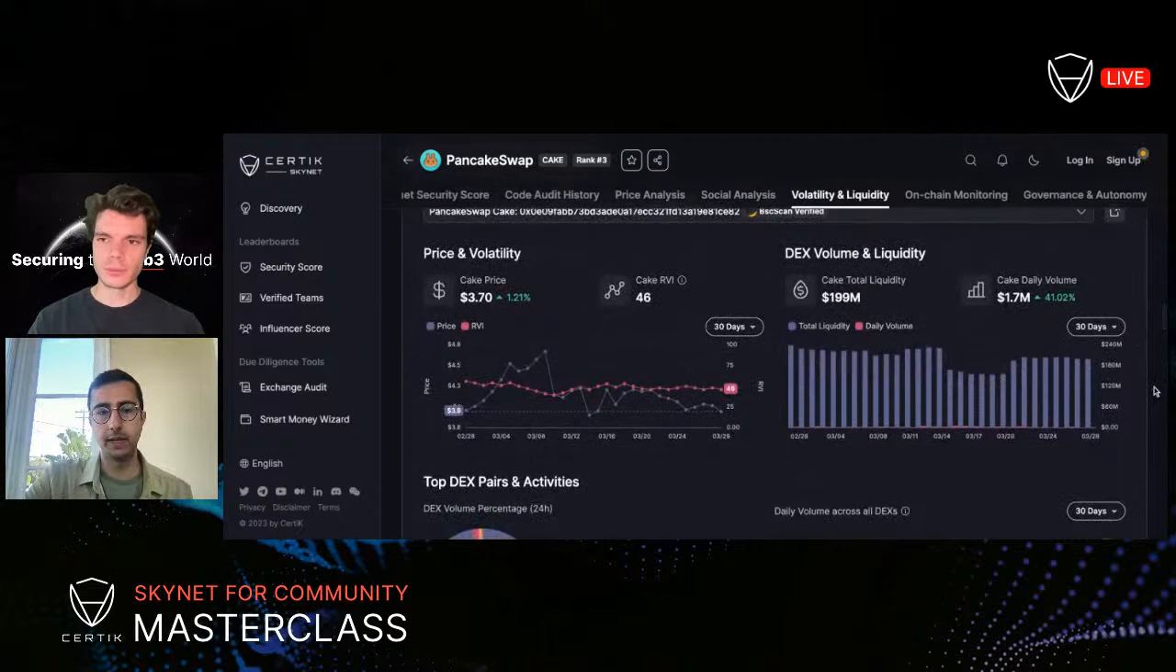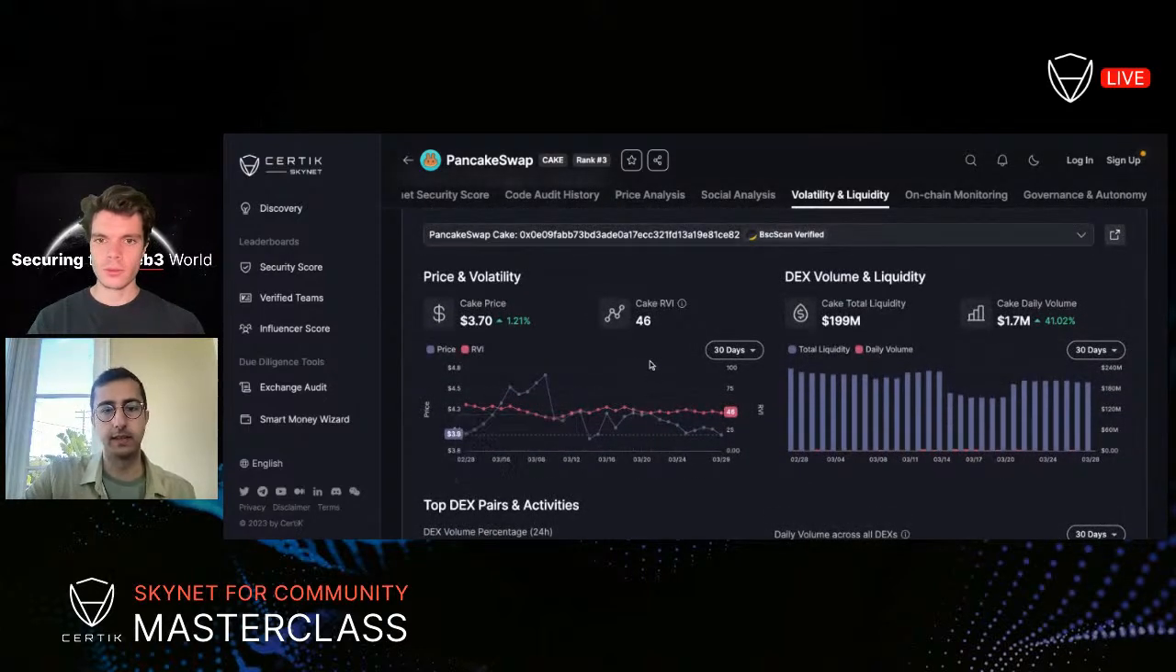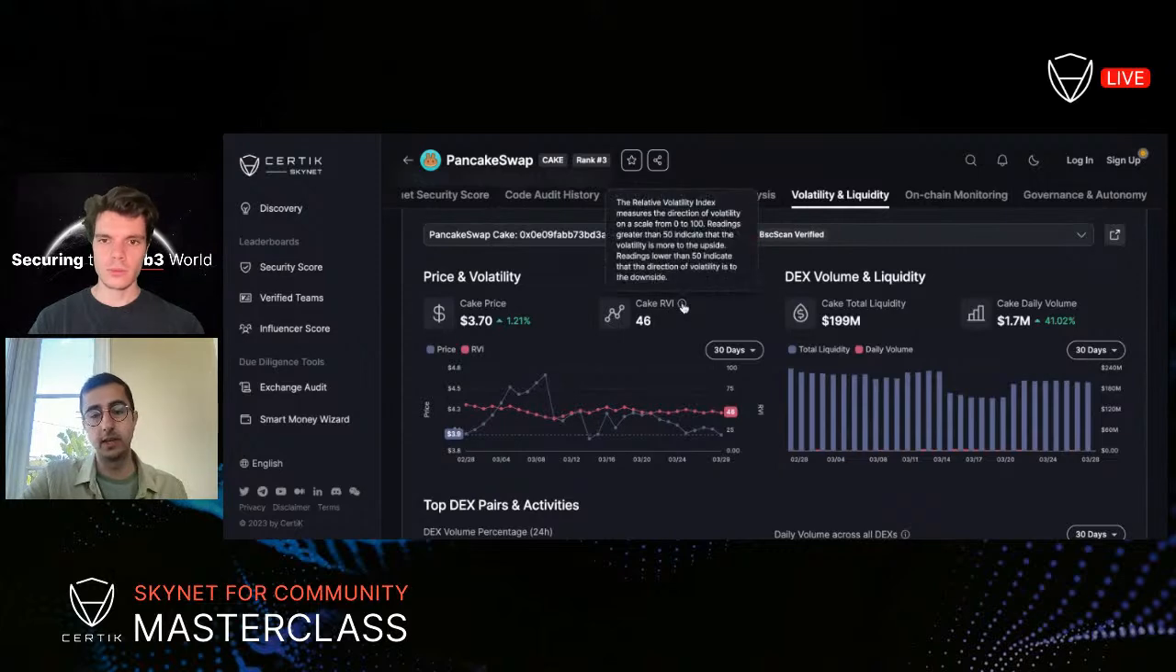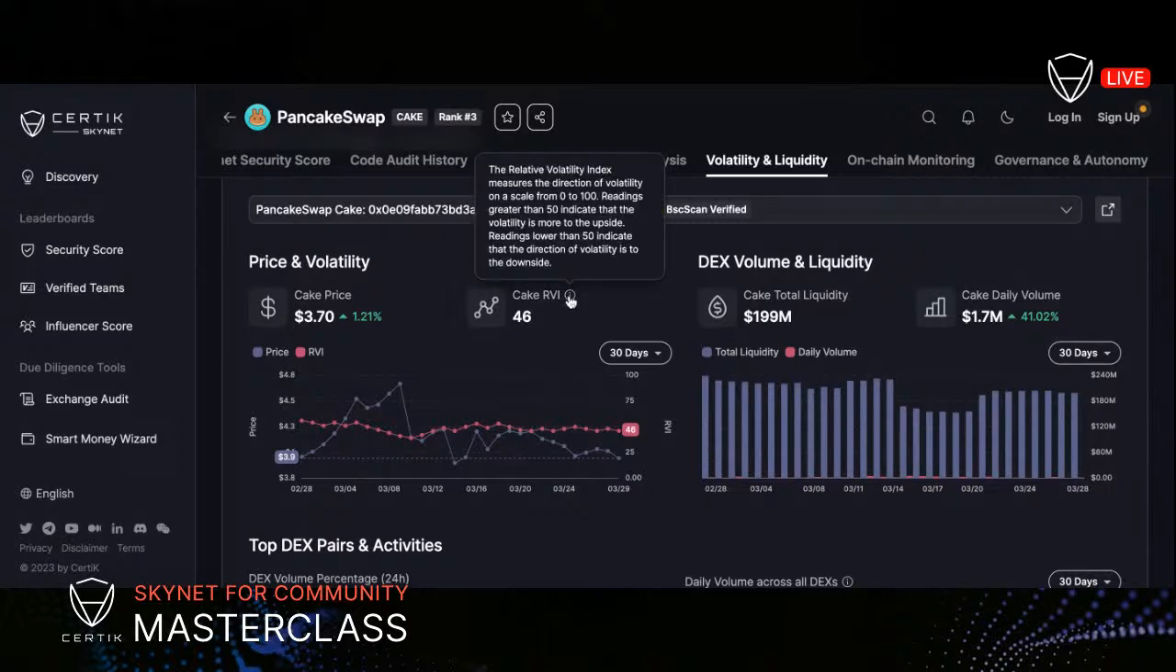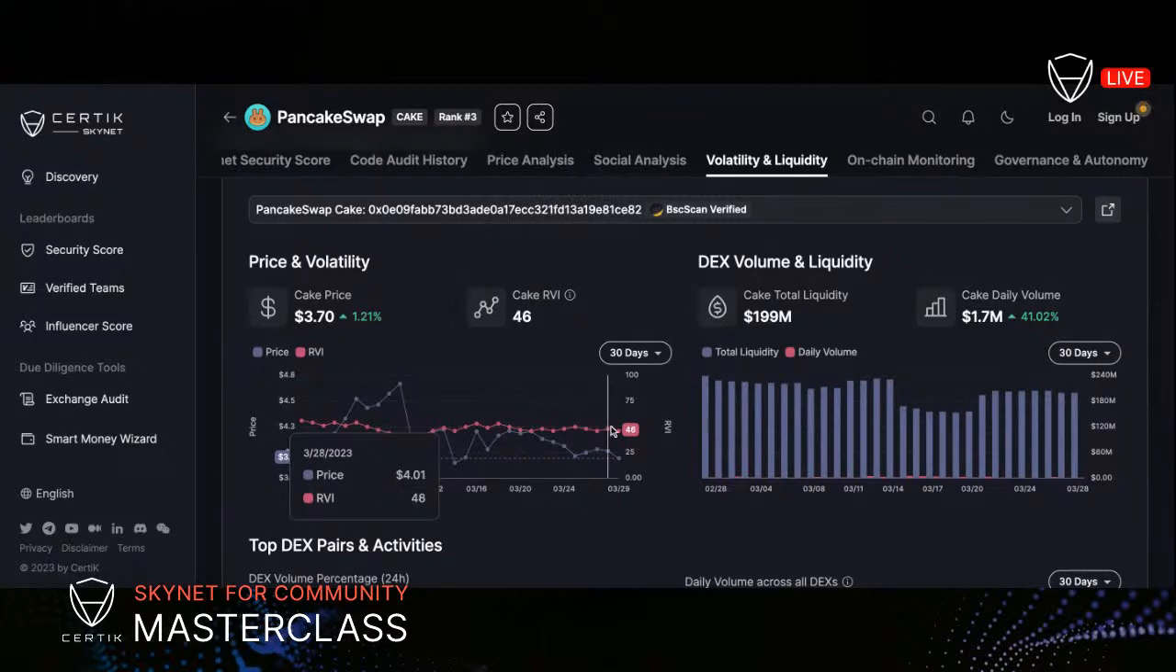Yeah, so what we have here is the price volatility and then the relative volatility index. For those who are maybe a little bit more advanced who understand finance and trading, the relative volatility index might make a little bit more sense. What that does is it measures the direction of volatility on a scale of 0 to 100. Projects with a score over 50 are a little bit more volatile to the upside, and below 50, a little bit more volatile to the downside. So here we see PancakeSwap is right at a 46, so really kind of middle of the pack, not necessarily biased towards the upside or the downside.